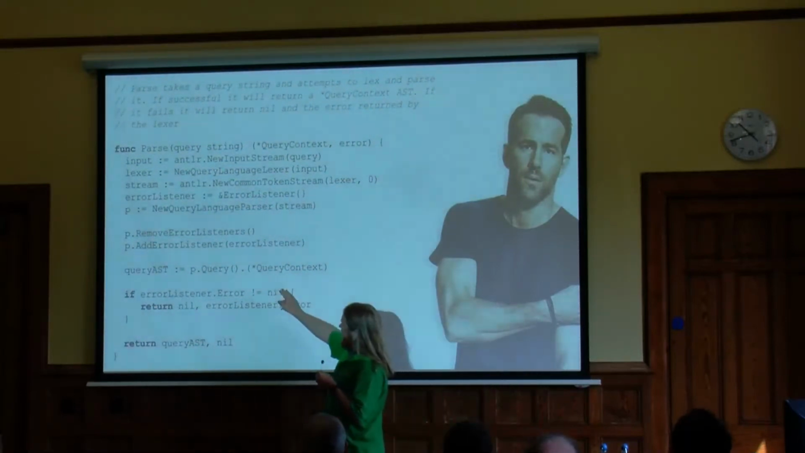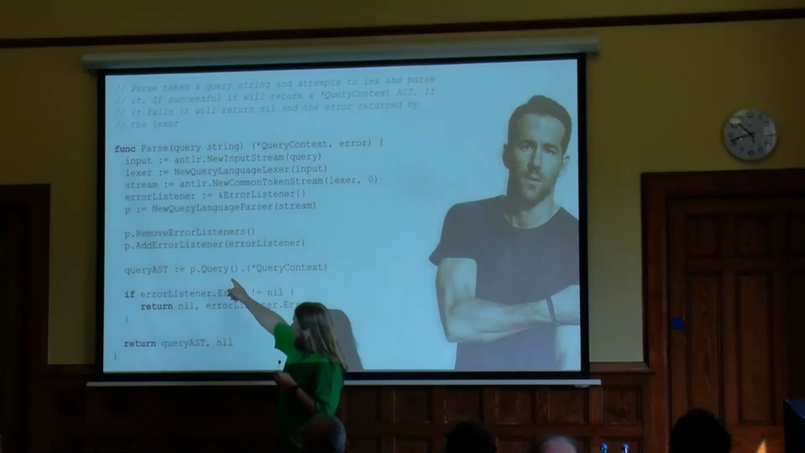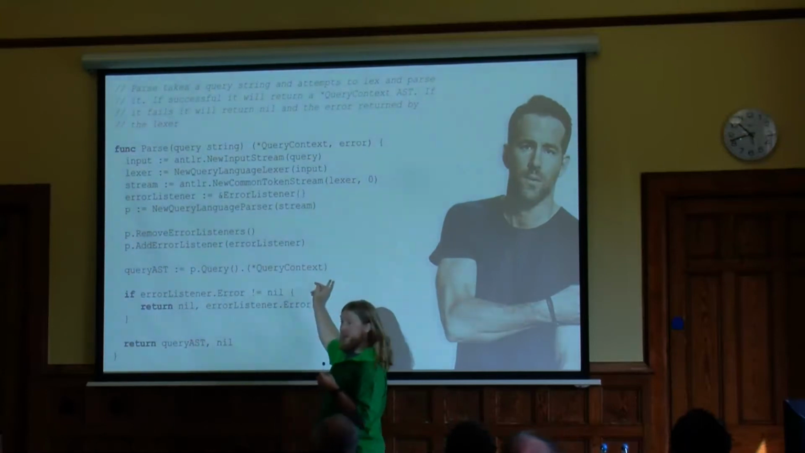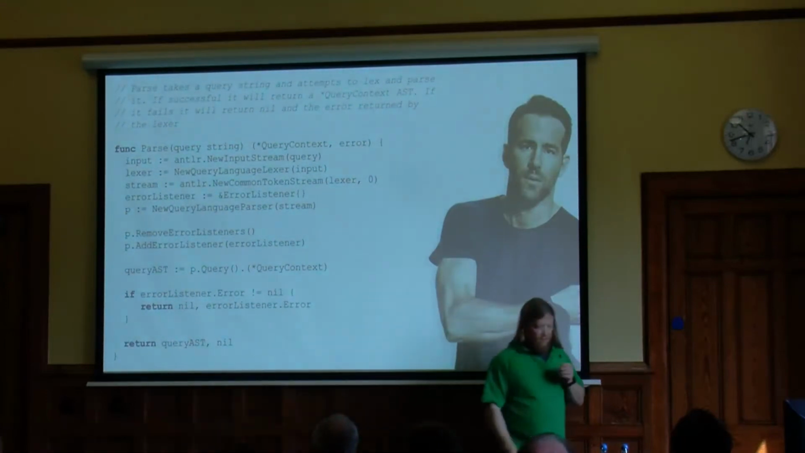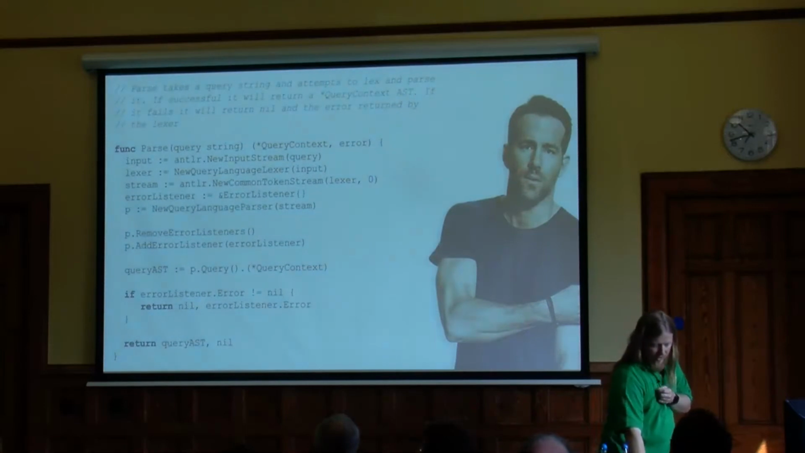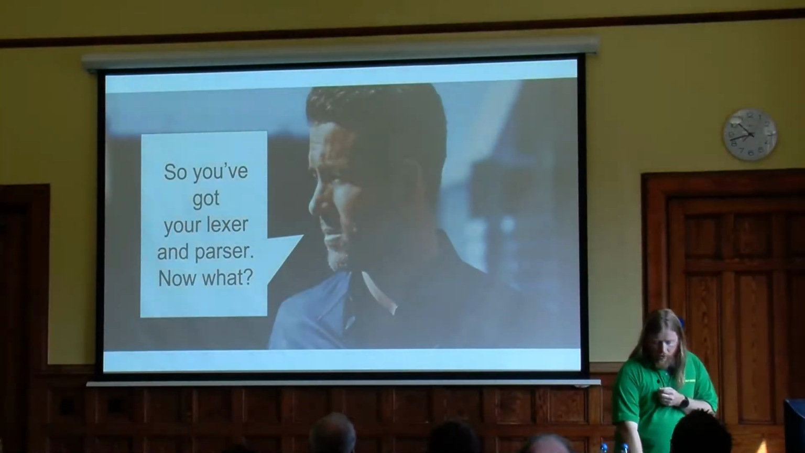So what I'm doing here is I'm getting my AST, I'm asking for my query back, and this is just me casting it to this particular context. If there was an error, return that, otherwise return the actual query AST. So we've got that. Now what?